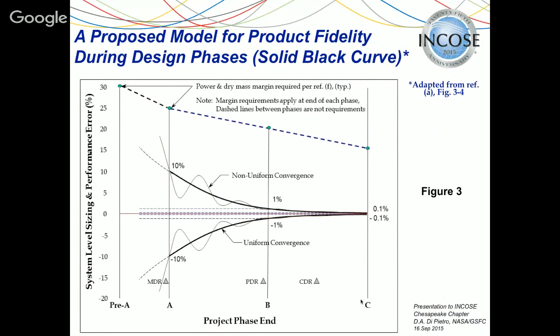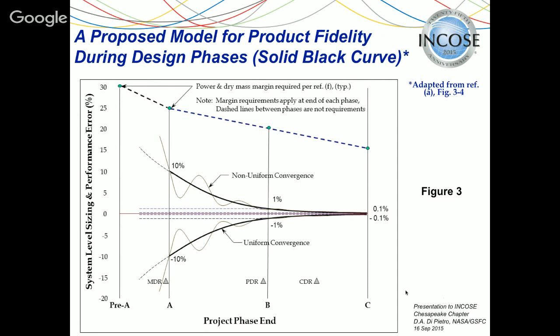We have in this figure the project phases, and I'm showing the end of the project phase. So this is the end of phase A, the end of phase B, and the end of phase C. And here we've got system level sizing and performance error in percent. Now, when you think of this parameter, think of something like system level power or system level dry mass. So by the end of phase A, reading the solid black curve, the estimate of power or dry mass should be known to within plus or minus 10%.